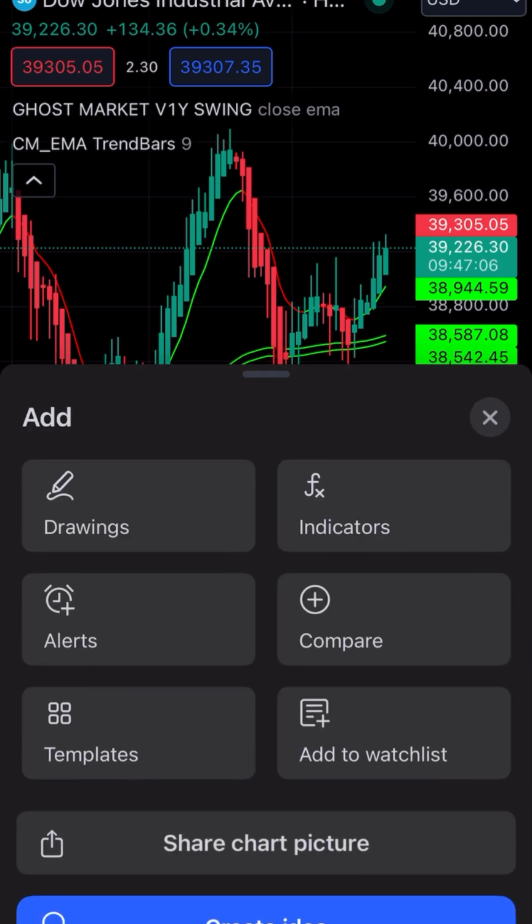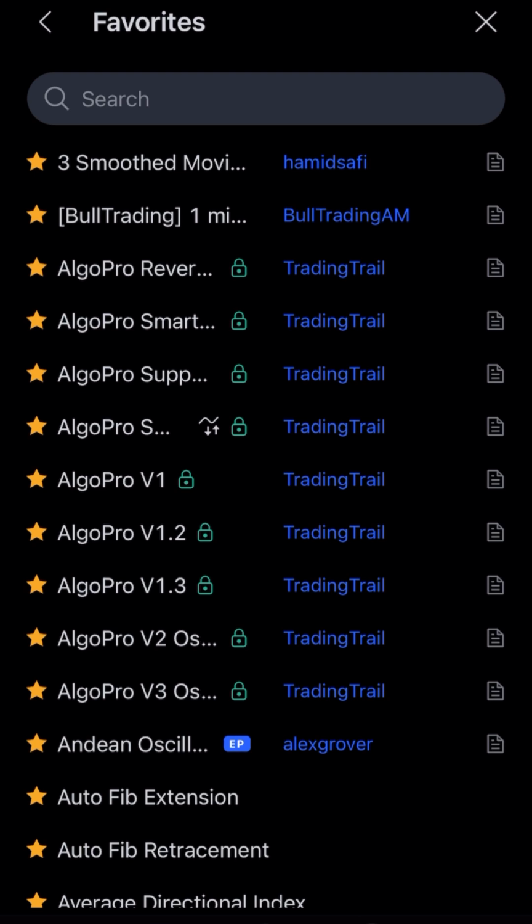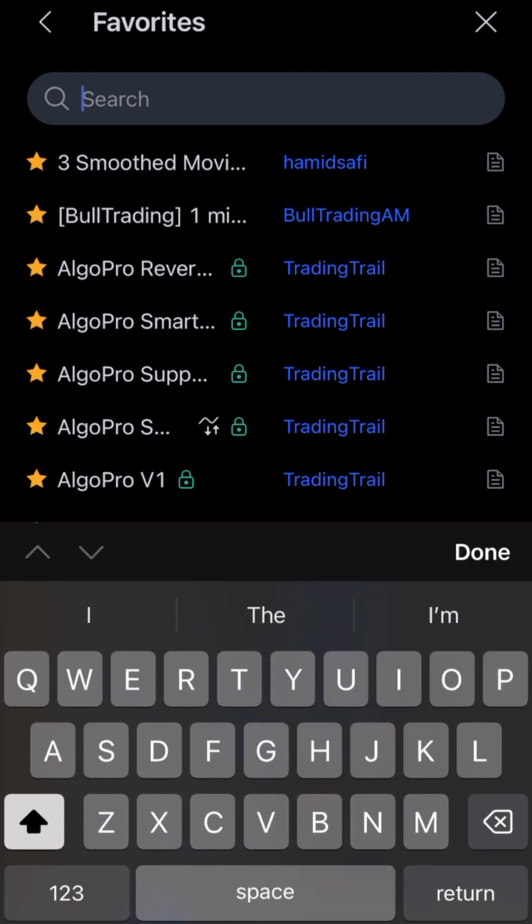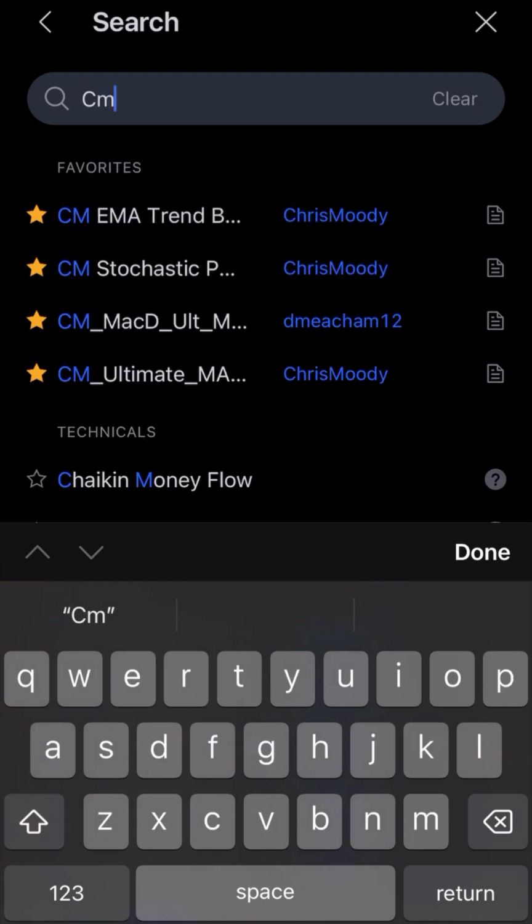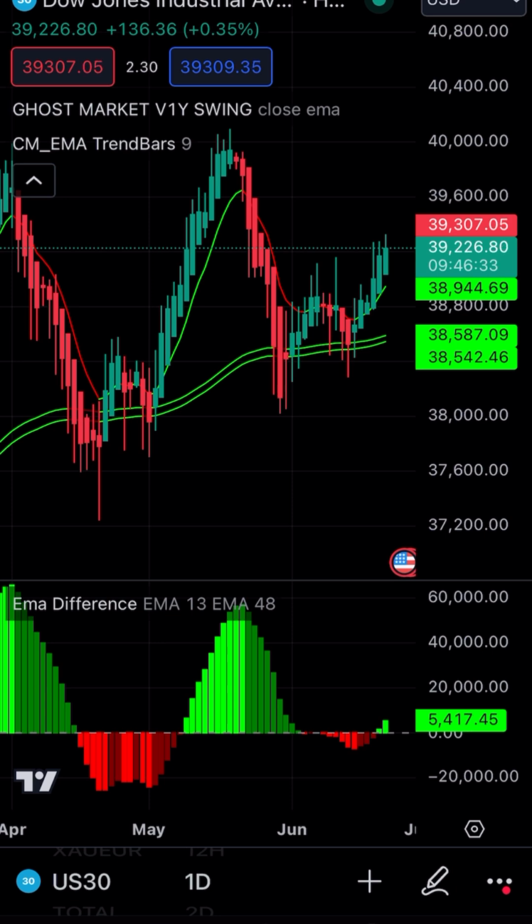Now, there's different ways you can do this. You can go to your indicators and use 3 smooth moving averages, punch in 9-9-0.95 and you'll get your lines, but they're not going to be color coded. What I do, and what a lot of people watching this may want to do, is go to CM EMA Trim Bars. You hit that 3 times and put in 9-9-0.95. Now you can adjust them. I bring down the thickness.